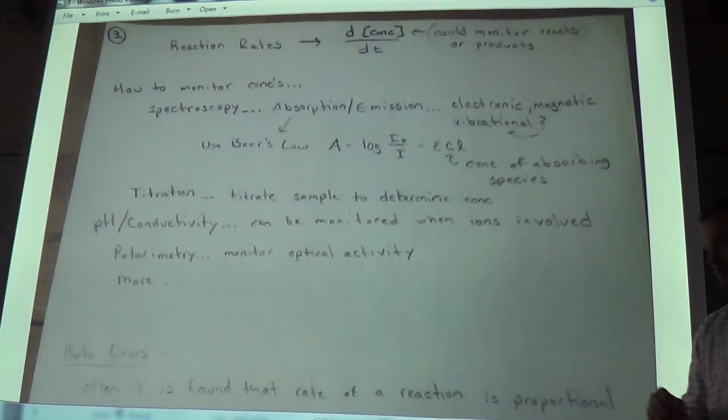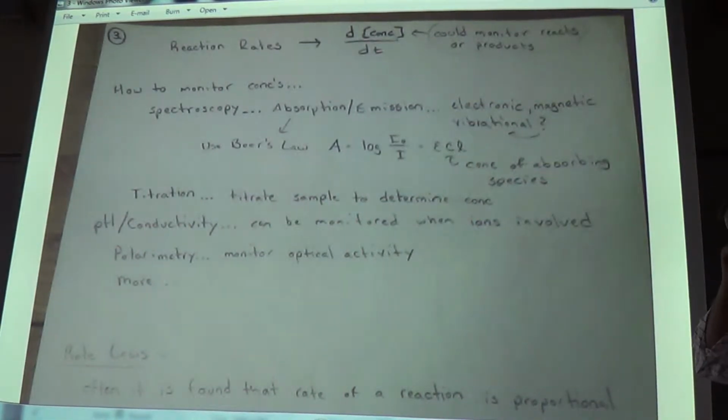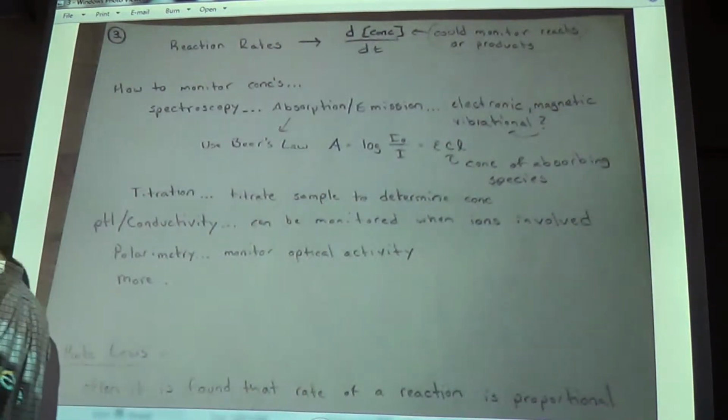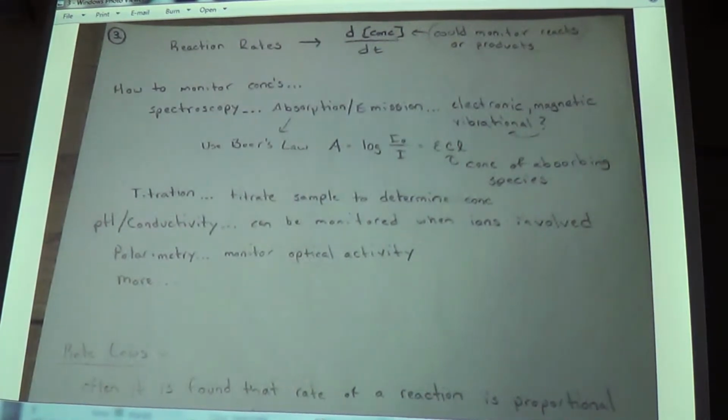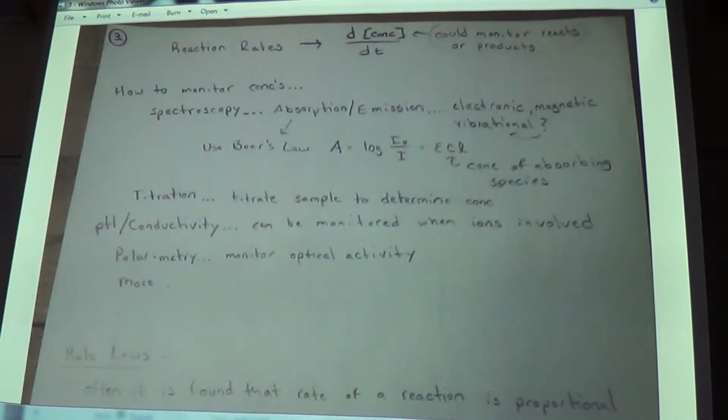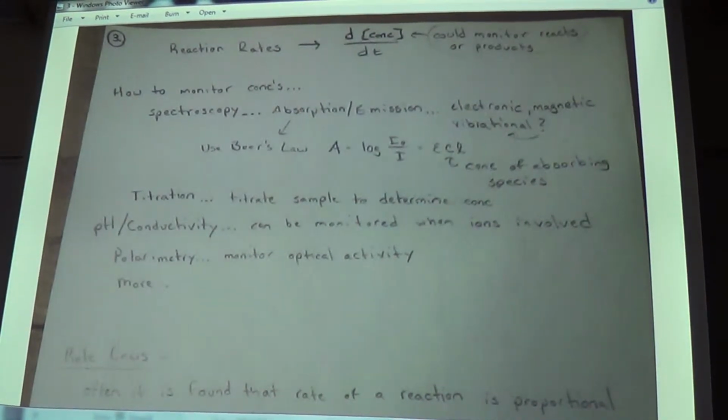Okay, so now we're getting into chapter 10 material. I believe this is chapter 10 material. Unless it's chapter 9, I just can't count. Maybe it's 10 and 11. 10 is the first piece on kinetics, and then 11 is the second piece.